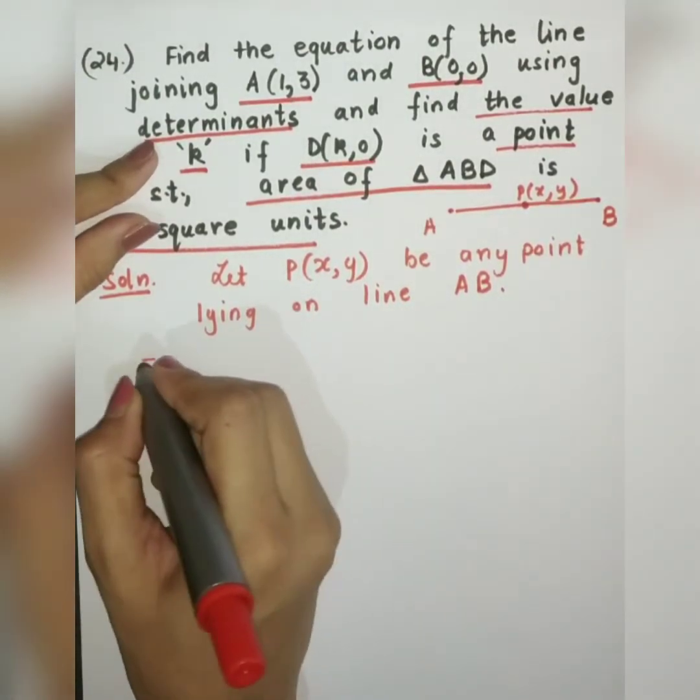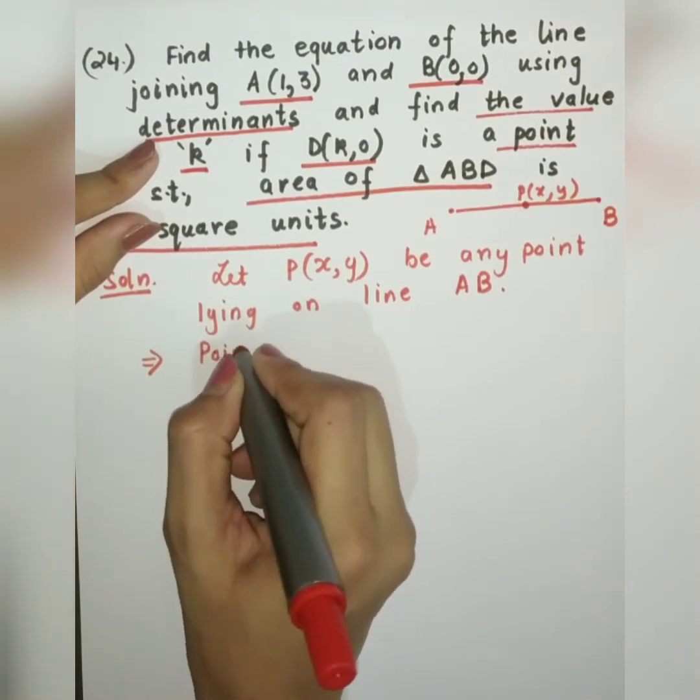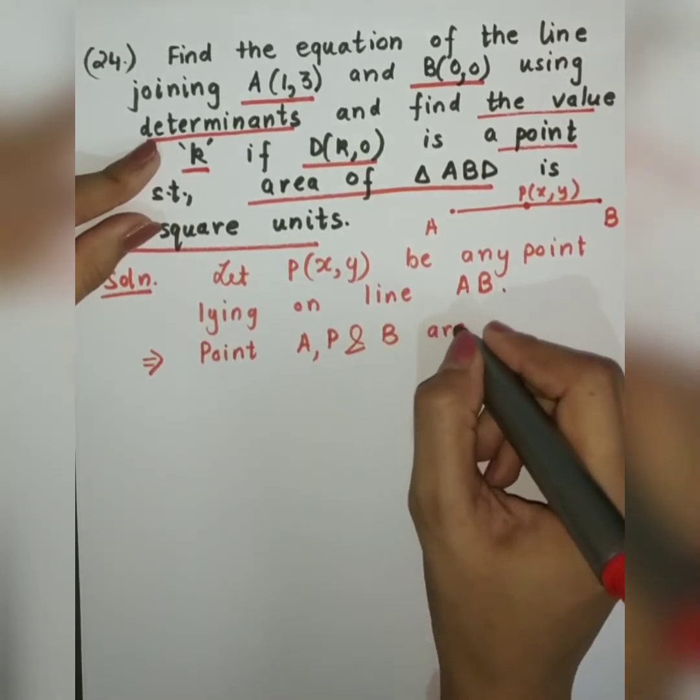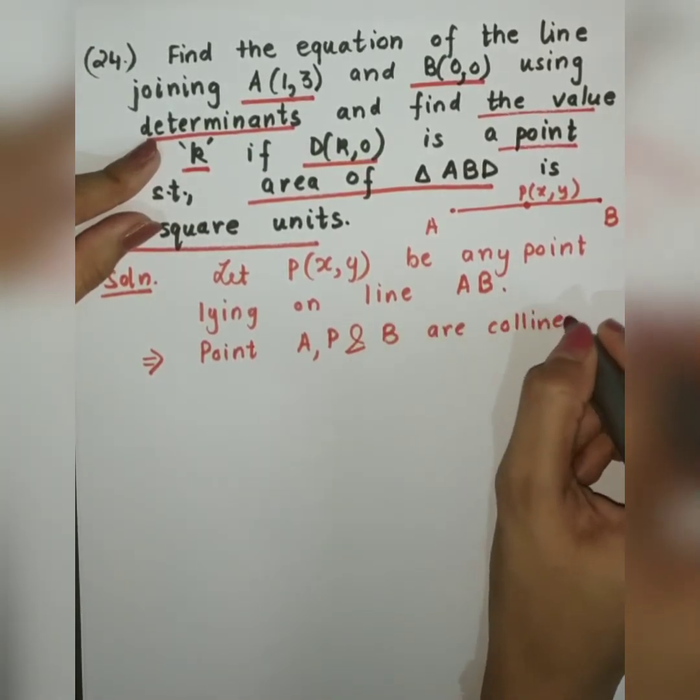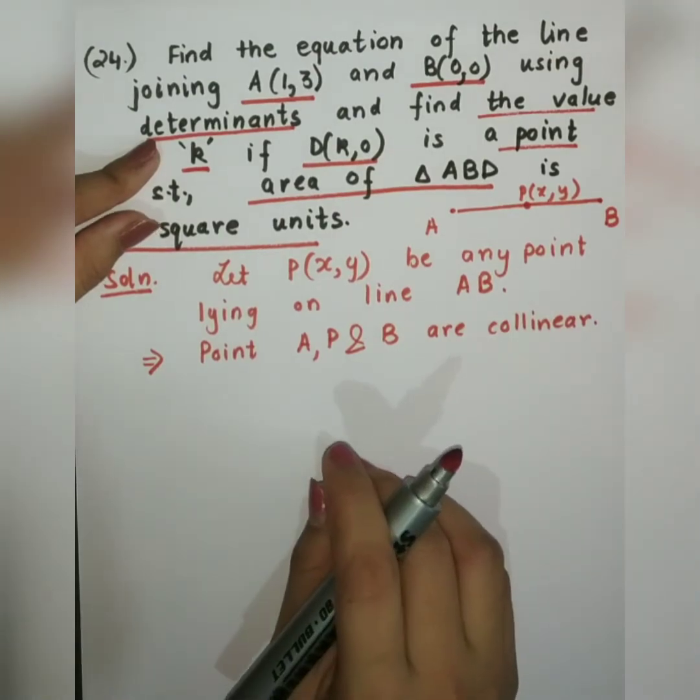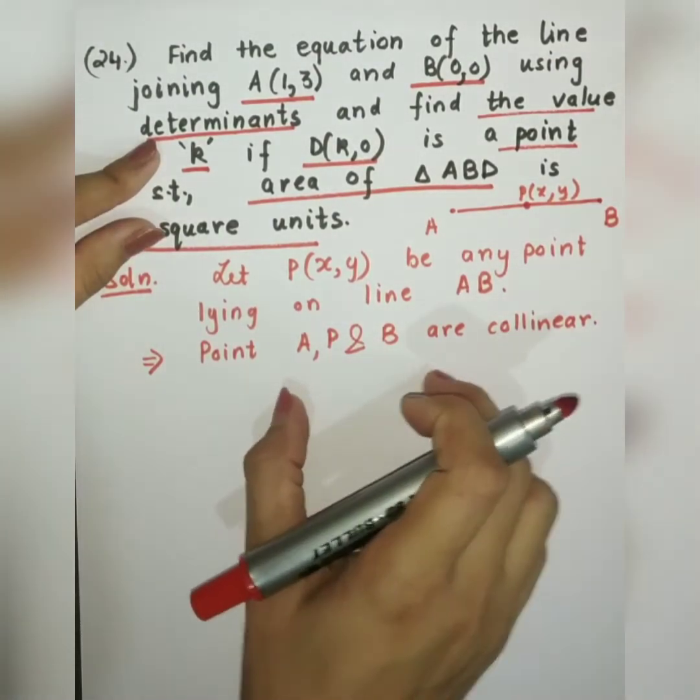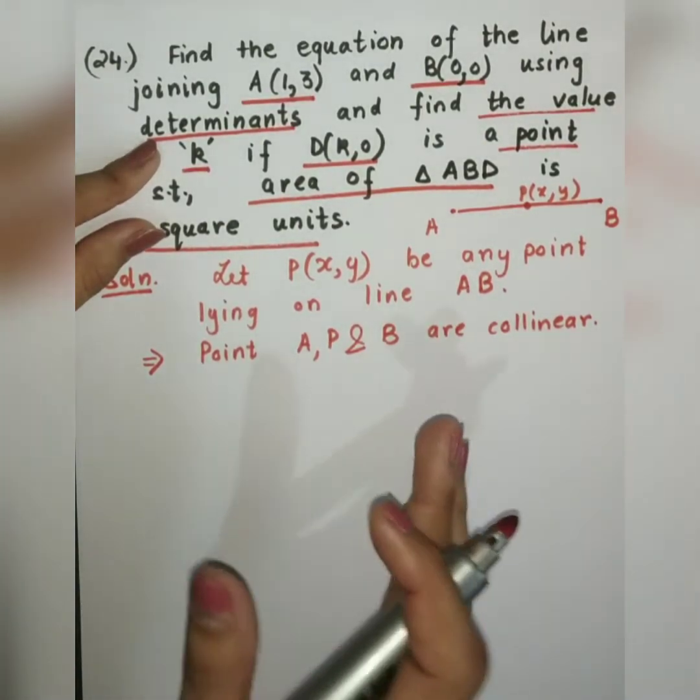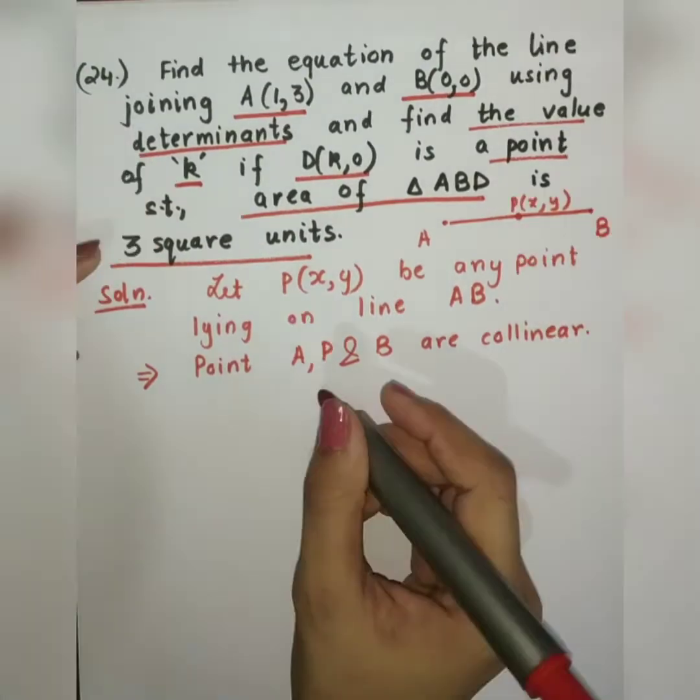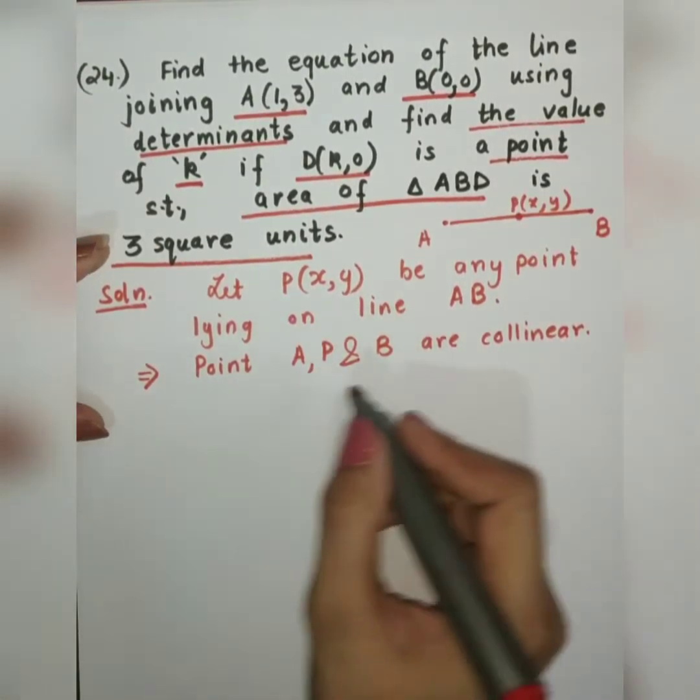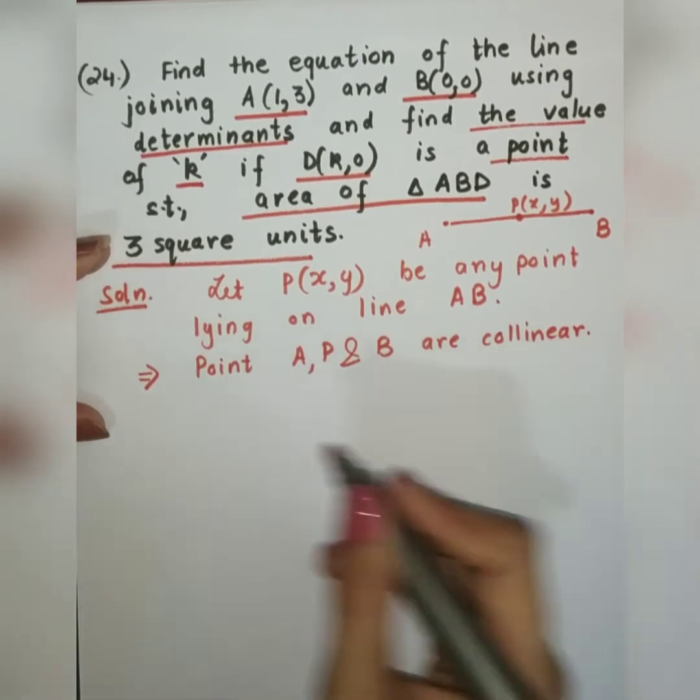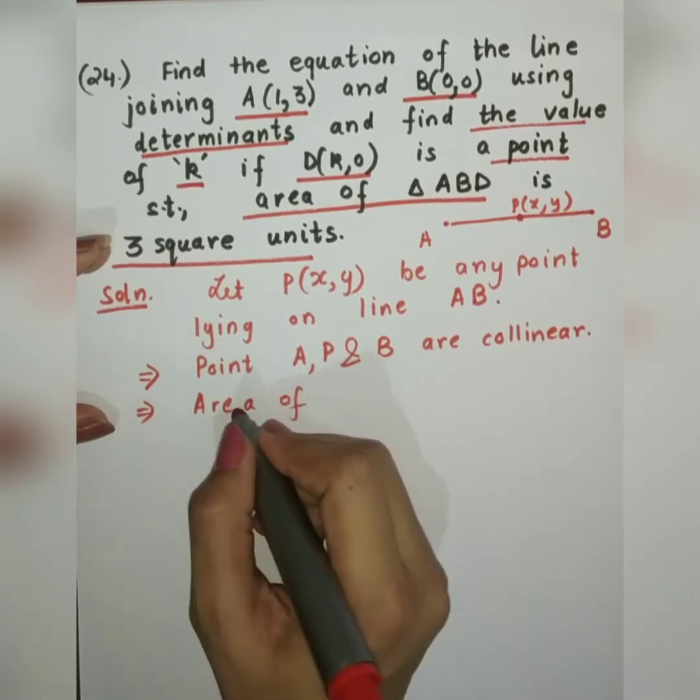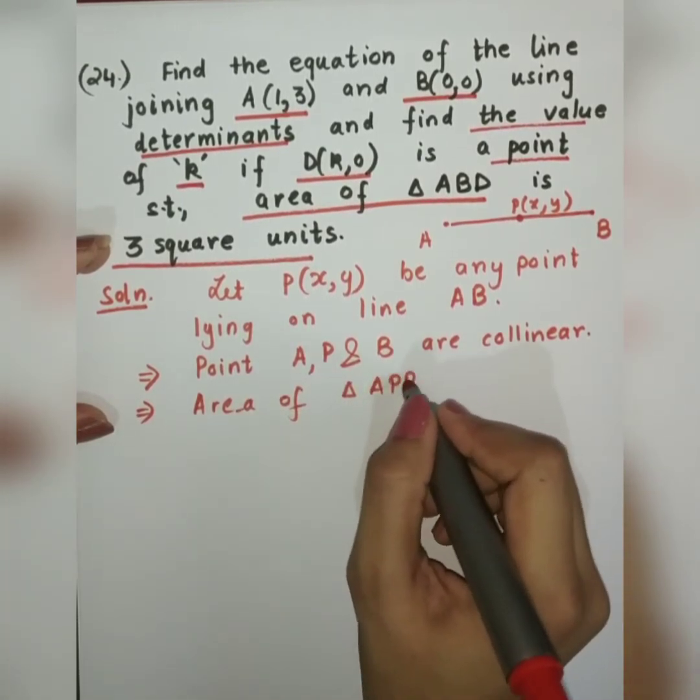It means that points A, P and B are collinear. So this implies that points A, P and B are collinear. We did this in the last question: if three points are collinear, then the area of the triangle formed by those three points is equal to 0. So if the points A, P, B are collinear, then the area of triangle APB is equal to 0.